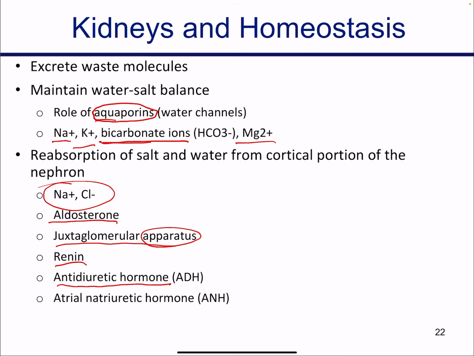Antidiuretic hormone, ADH, is released in the brain. The atrial natriuretic hormone is released by the heart. These two hormones are very important in controlling the water salt balance in our system.